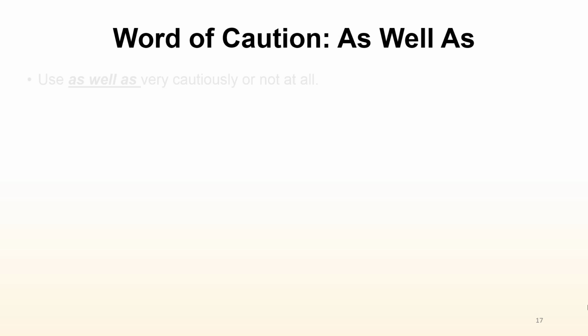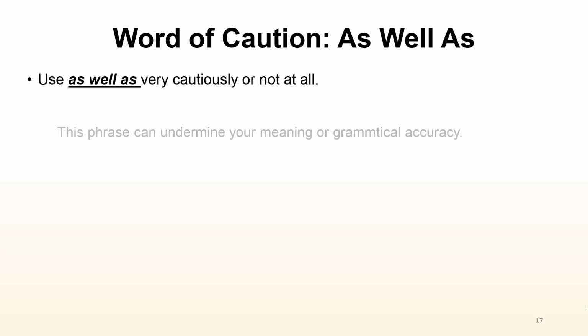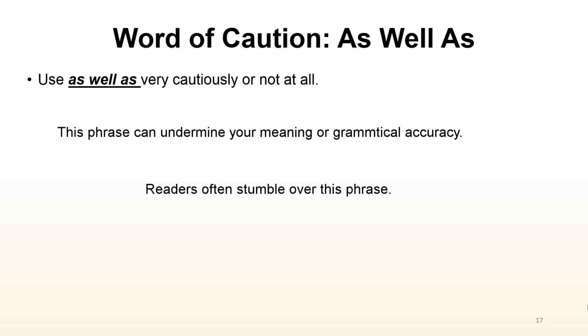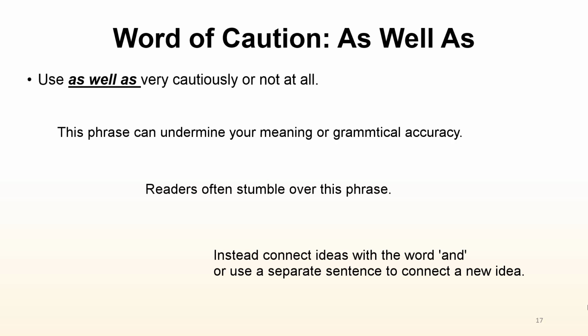A word of caution. Use "as well as" very cautiously or not at all. Writers often undermine their meaning or grammatical accuracy when they use this phrase. Readers also stumble over it. Instead, connect ideas with the word "and" or use a separate sentence for a new idea.